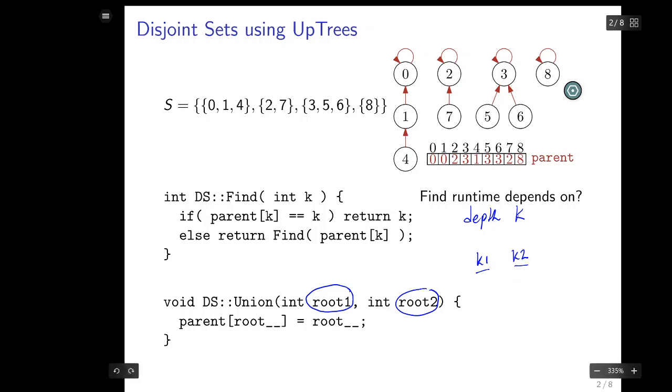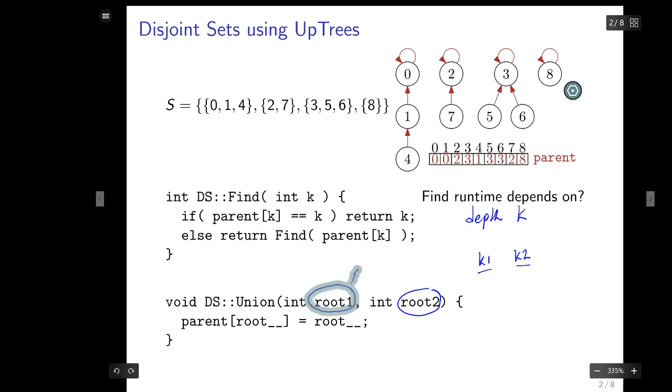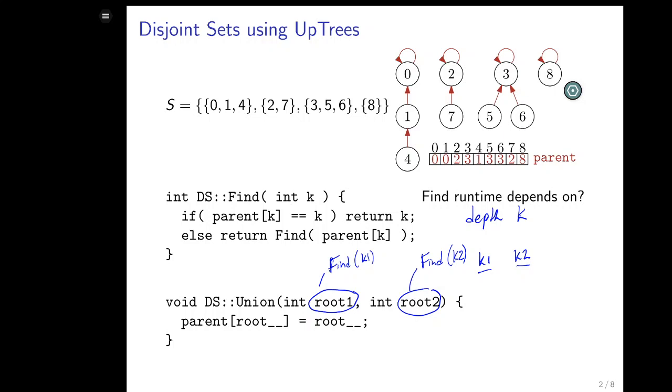You can think of this as being the output of find of key K1, and this one being the result of a find of K2. And then you have the roots, if you were just given keys. Okay, so all right, now comes the test part.